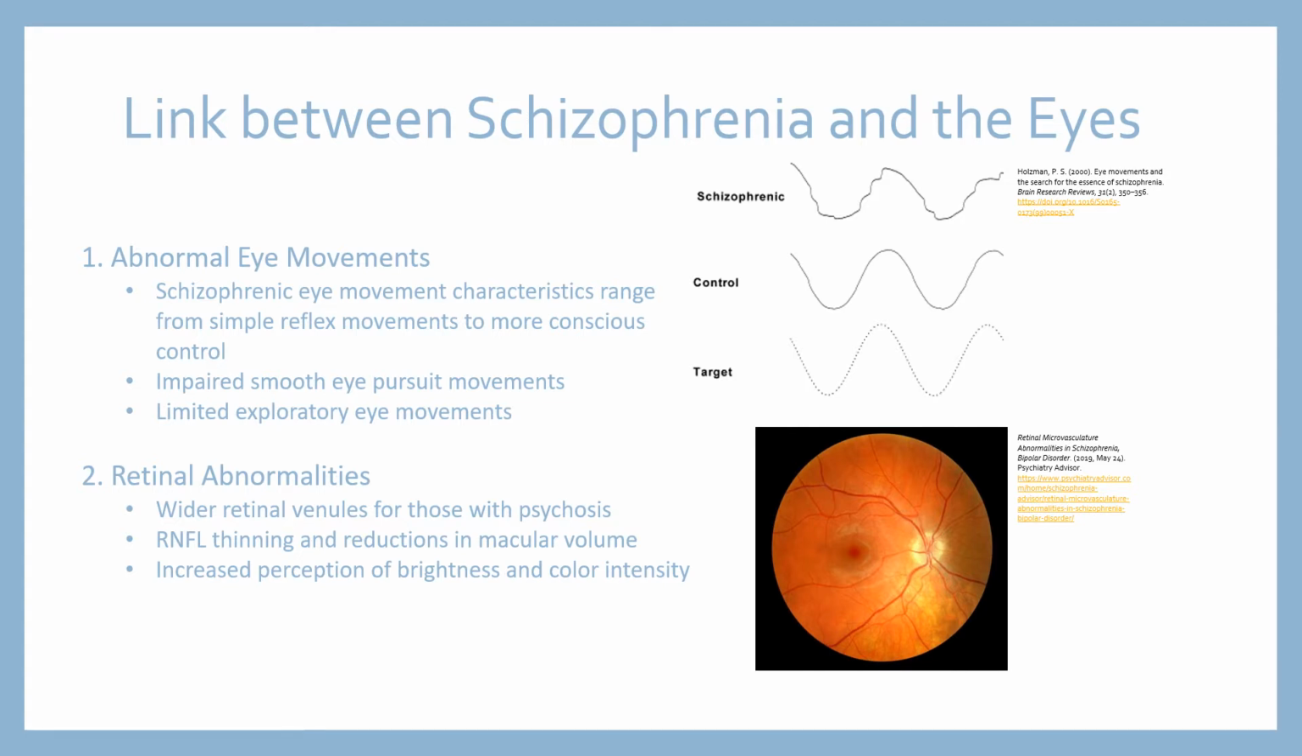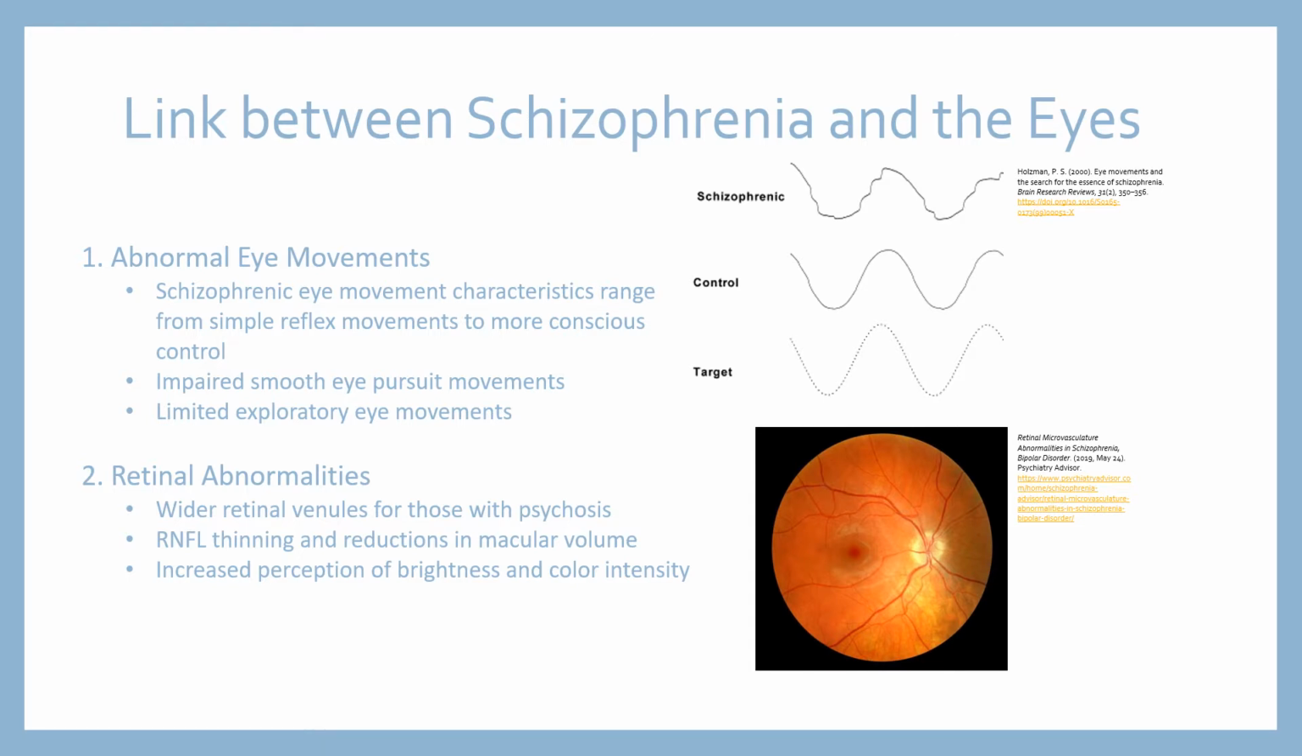In abnormal eye movements, there are different levels of eye movements that can go wrong, from reflexive eye movements to conscious control from the brain that moves the eye in an organized fashion to take in visual information. More specifically, some of the examples we will explore are the impaired smooth eye pursuit movements and the limited exploratory eye movements. In terms of retinopathies, there are three solid findings in literature.